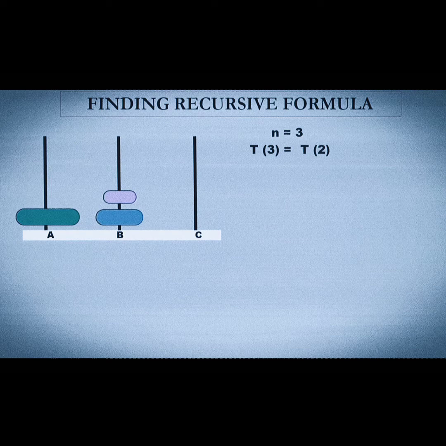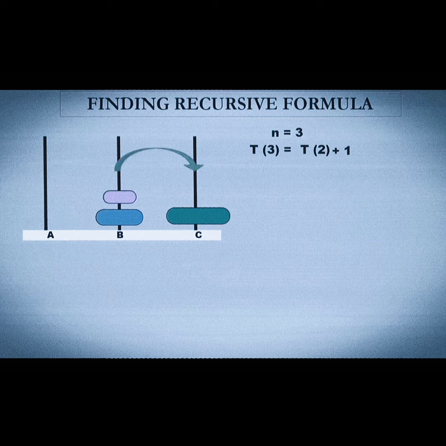We already know how many steps we need to take to do this. Now, we have those 2 disks on Tower B. So let us move the bigger disk to Tower C. Next, we have to move those 2 disks on top of the bigger disk. We already know how to do this, so we just need to use the steps in T of 2. Then we are done on n equals 3.